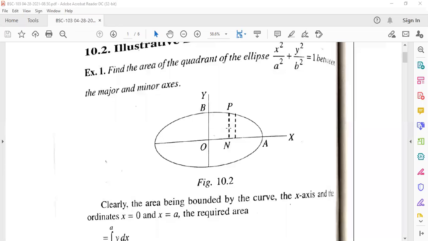Now for any quadrant, we are taking the first quadrant, that is the all positive quadrant between the major and minor axis. This is the major axis and this is the minor axis. So we have to find out the area of this whole thing, or maybe this whole thing. So we are going for this part. For this part, if we take this as the small dx, and according to the y-axis, it is 0 to a, as the major axis is given. Total major axis is 0 to a.